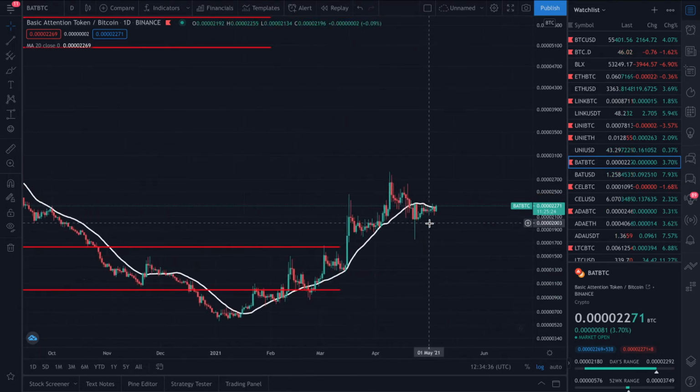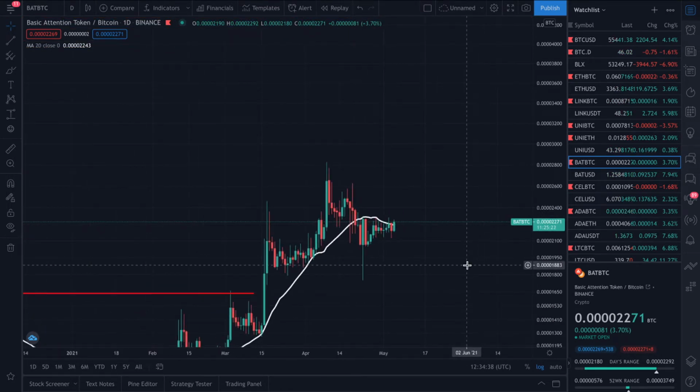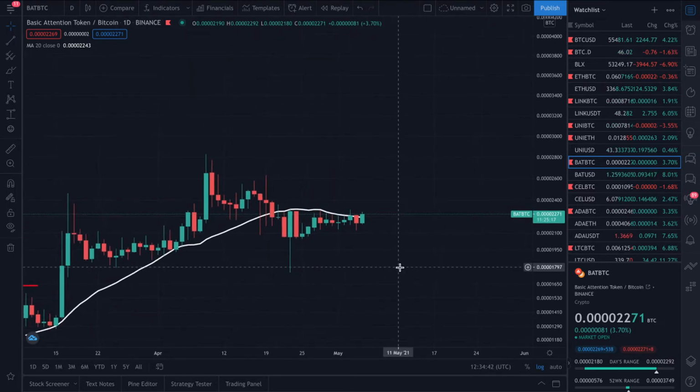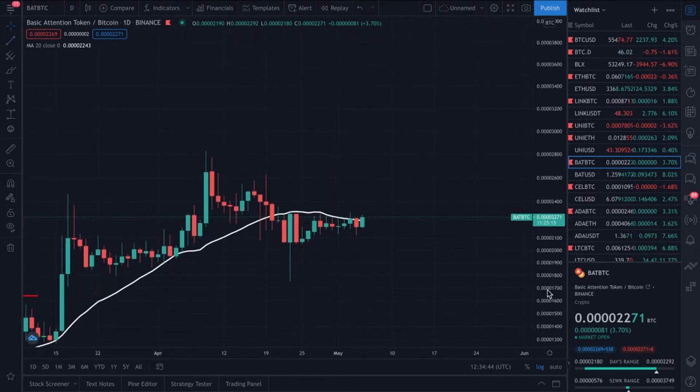What are we hoping for? Well, we're hoping for the 20-day moving average, right? That's the main thing that we're looking for. If today or sometime this week, it's Wednesday, so there's 4 days left in the week, we close above the 20-day moving average, I will then become a little bit more bullish on the short-term movements of basic attention token.